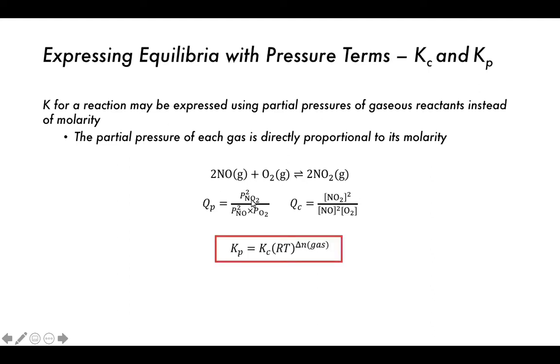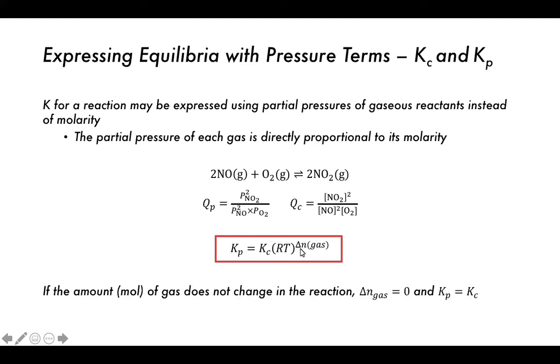Then Kp can be related directly to Kc. So Kp is equal to Kc times R, which is the universal gas constant, times T, which is the temperature in Kelvin, to the power of delta n, where delta n is the change in the number of moles of gas. And so if the number of moles of gas does not change in the reaction, then delta n is equal to 0, and Kp is equal to Kc.